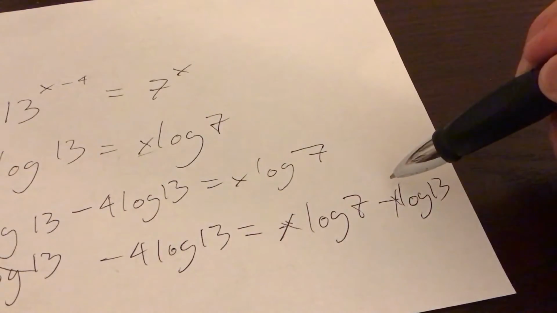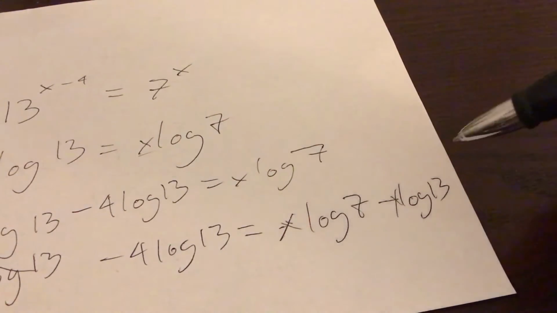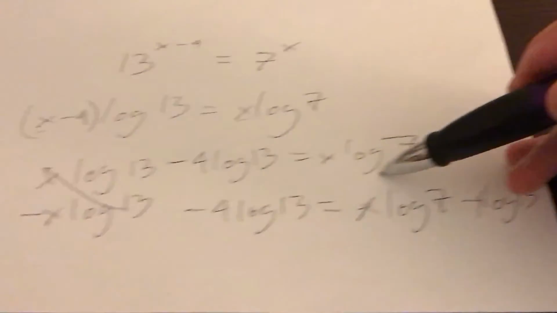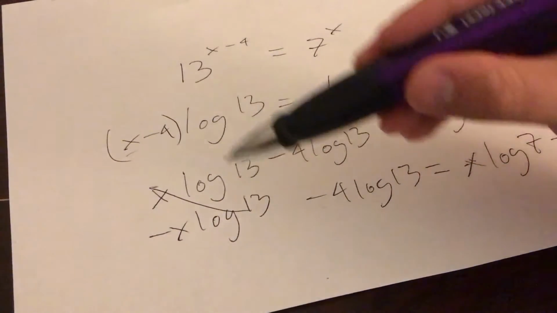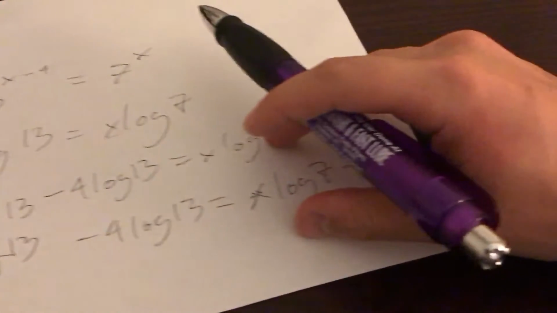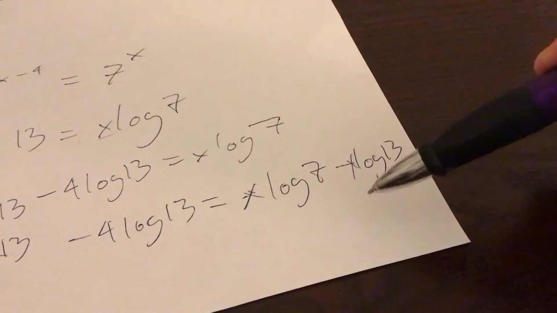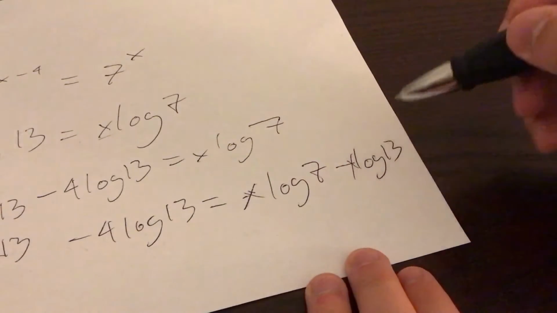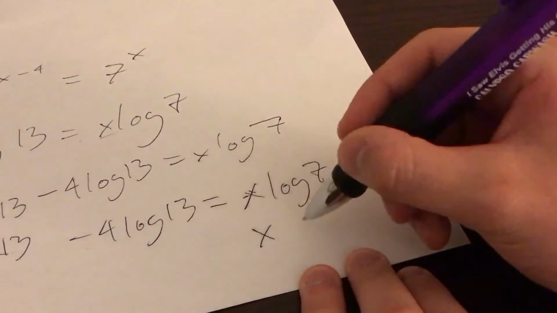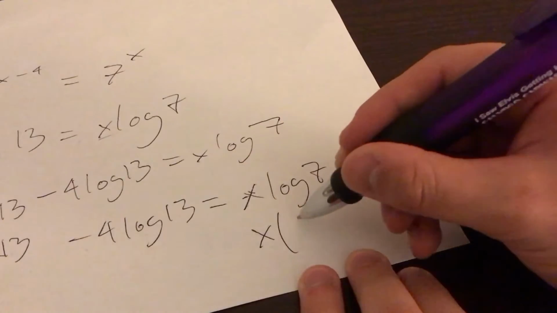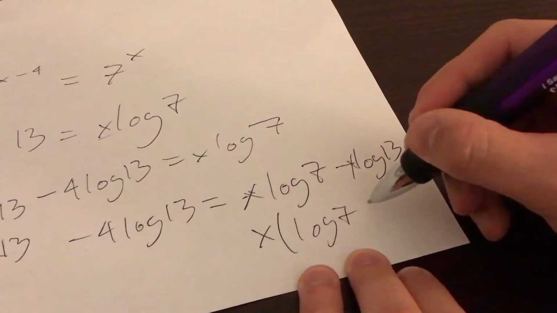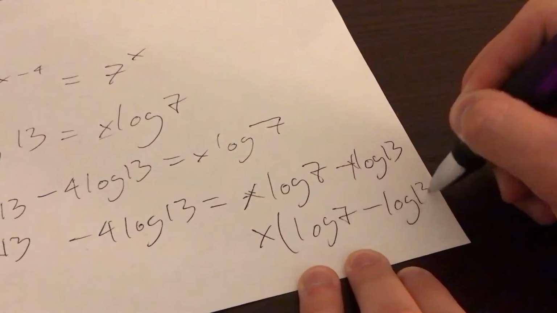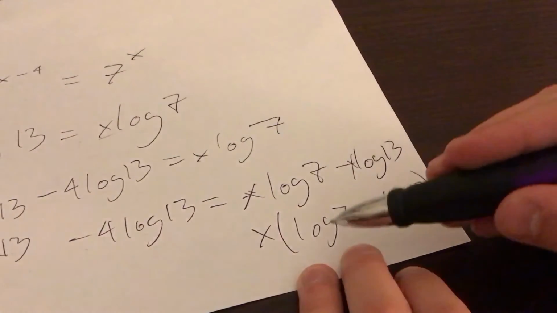They're not like terms, but here's the third property of logs that we can use. You know how we distributed over here? Well, I can do the opposite, the reverse, and factor this x out. So if I pull the x out of here and pull the x out of here, I'm left with x times log 7 minus log 13. Look at that. So I got x on its own.